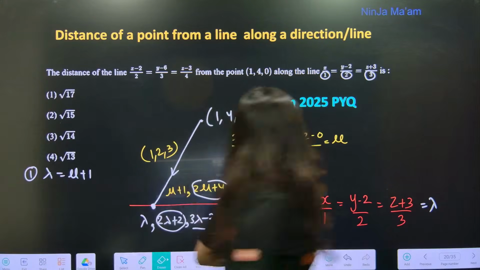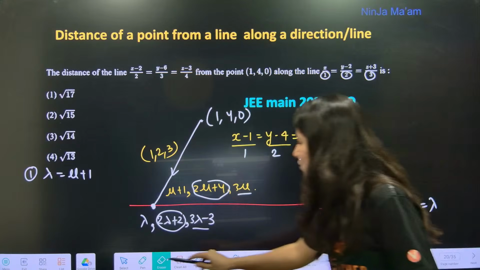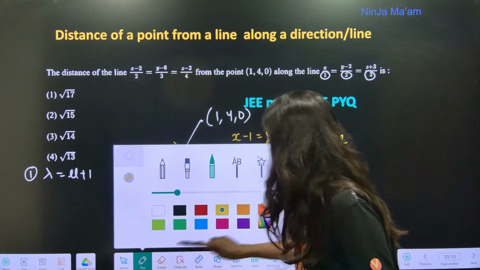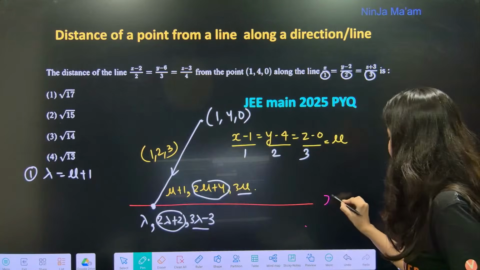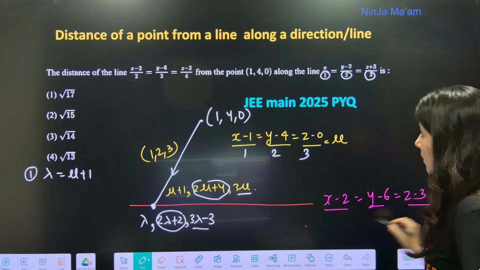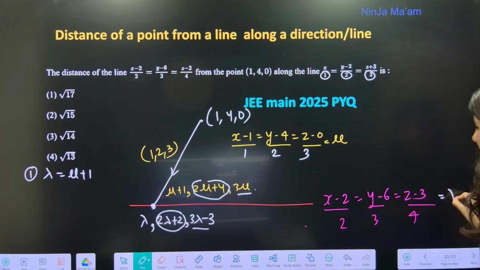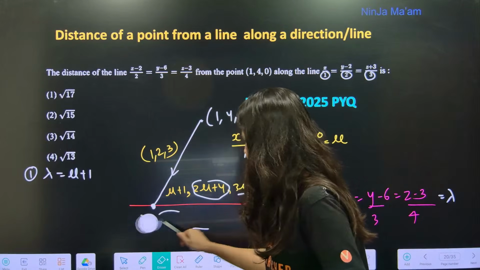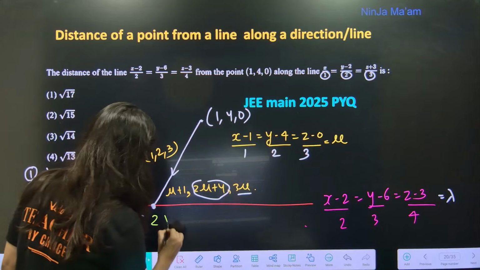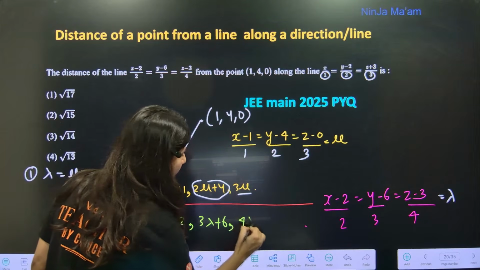Okay, maybe I have made a mistake. Oops, I have actually made a mistake. This line is the wrong line. So x minus 2, y minus 6, z minus 3 upon 2, 3, 4. Better. This is the line. And this is the lambda. Hence all the things will get changed from here. So, yes, right: 2 lambda plus 2, comma, 3 lambda plus 6, 4 lambda plus 3.